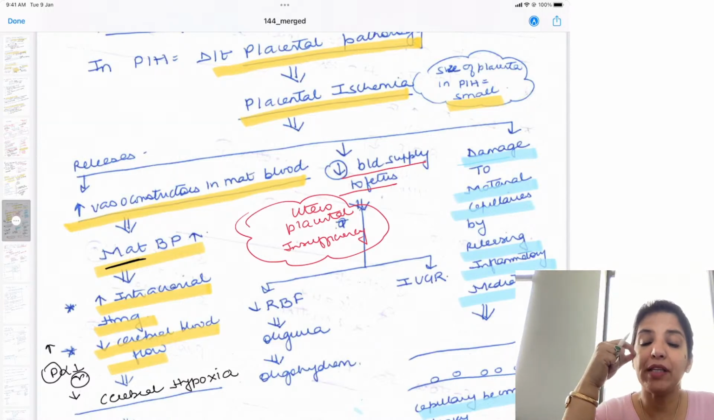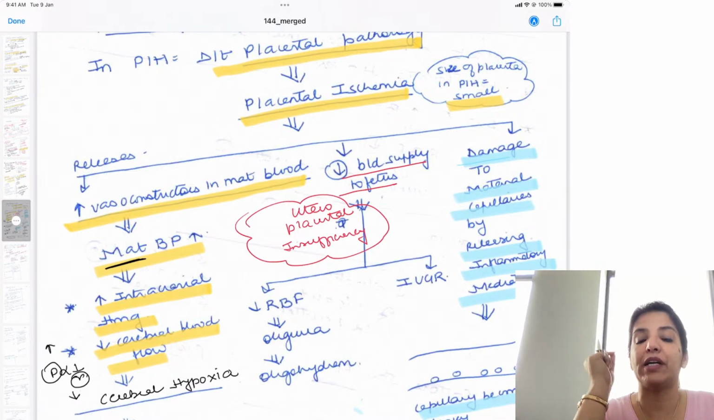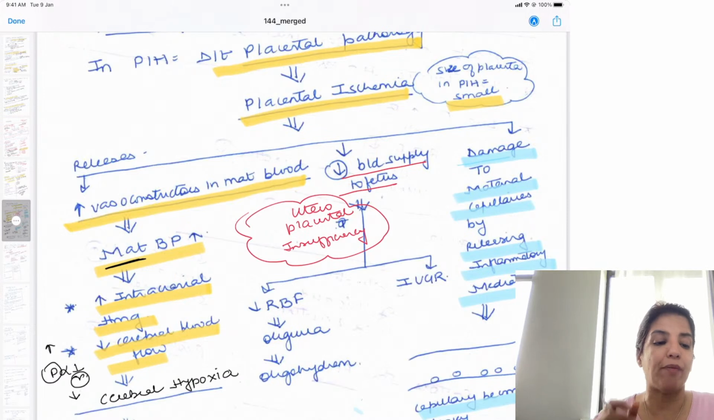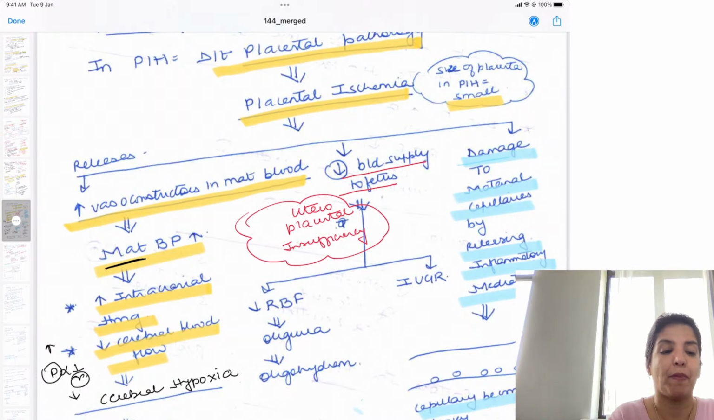What do we want to see? We want to see how much blood is going to the fetus. And for blood going to the fetus, you will have to check the umbilical artery. What will we do by looking at the uterine artery Doppler? I want to see how much blood is going to the fetus, right? And if I want to see how much blood is going to the fetus, which Doppler should I do? Umbilical artery Doppler, right?